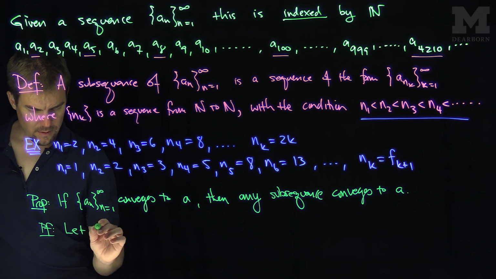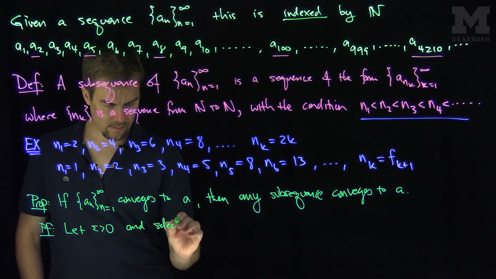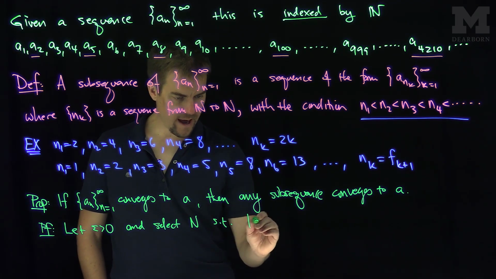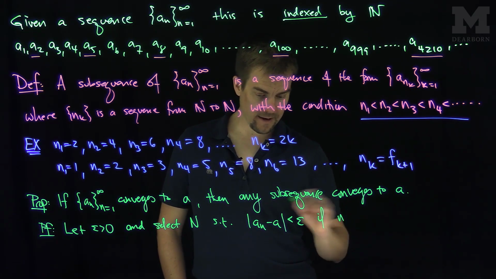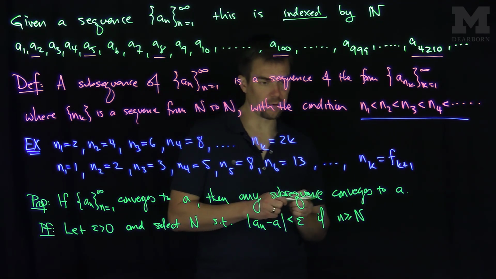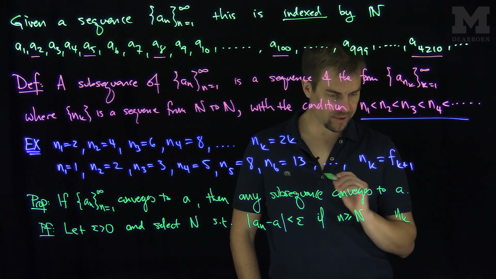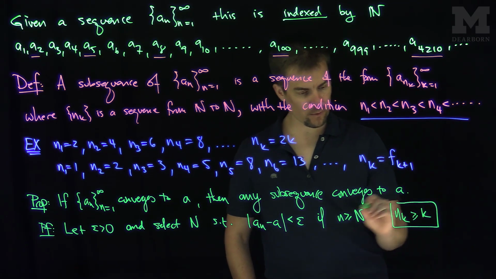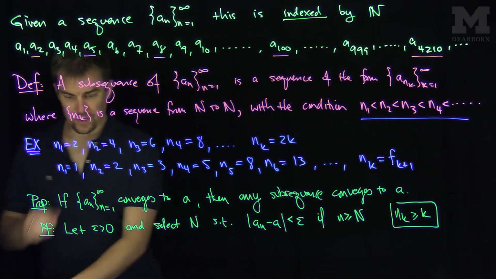We let epsilon be greater than 0 and select N, which is a function of epsilon, such that |a_n - a| is less than epsilon if n is bigger than or equal to capital N. Now the observation we should make is that in general, n_k for a subsequence is bigger than or equal to k. So n_k is bigger than or equal to k because the terms in a subsequence have to form an increasing sequence. So that's great.